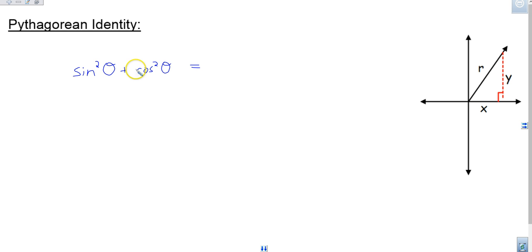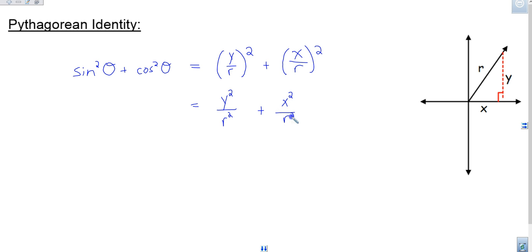Now, given this triangle, just like Mr. Kovalcheski showed you before, sine squared theta would be y over r squared plus cosine squared theta would be x over r squared. So now we want to simplify this, and we know that when a fraction has an exponent, the exponent applies to the numerator and the denominator. So y squared over r squared plus x squared over r squared.